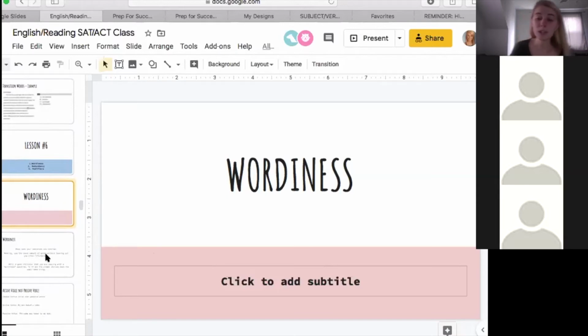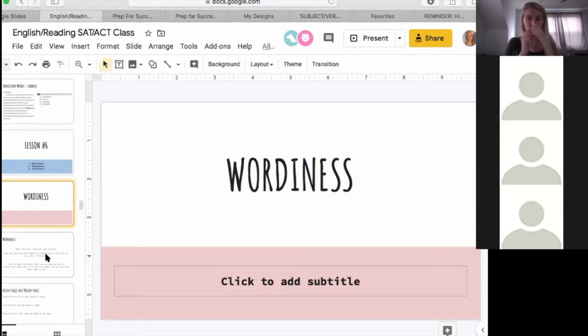All right, so wordiness sounds like a kind of weird concept on the test, because it's something that you typically might not think they would test on. They test on tangible rules. However, this wordiness section is basically: use the smallest amount of words possible without cutting out any information.